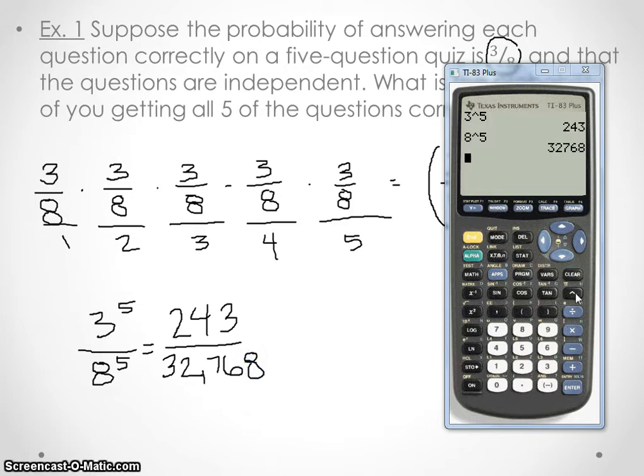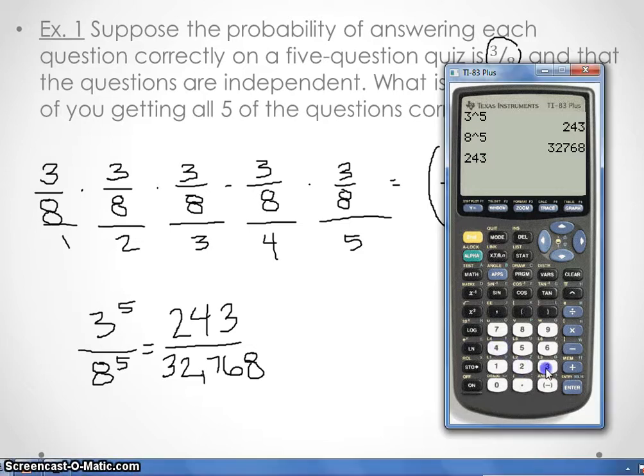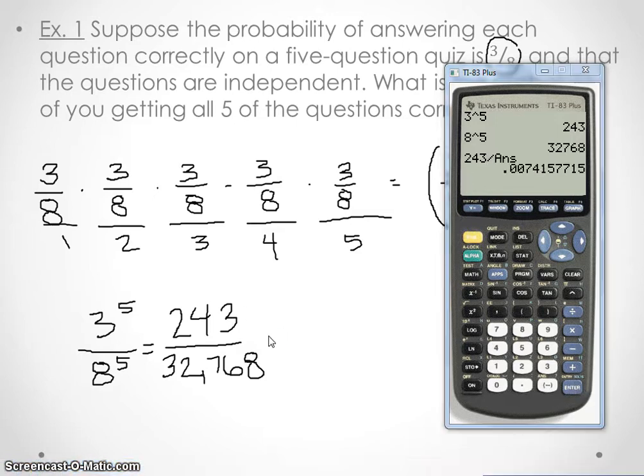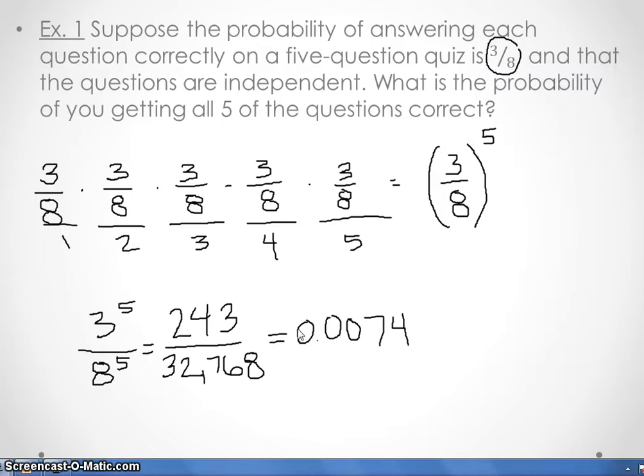Typically when we do probabilities, we find them as percentages. So what we do here is we say 243 divided by 32,768, because that's just what a fraction means. And then we say, all right, well, that's 0.007. I'm just going to go ahead and throw the 4 in there as well, just so we have a more accurate number. Now that is as a decimal.